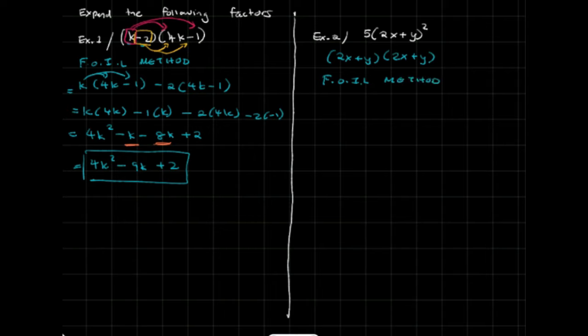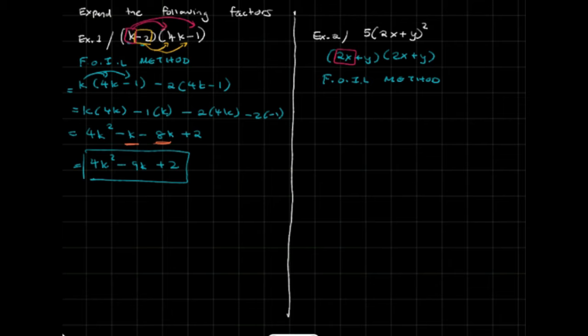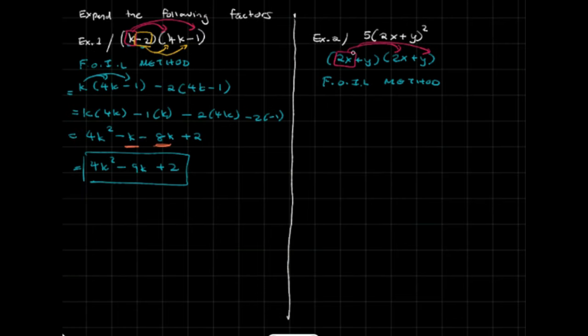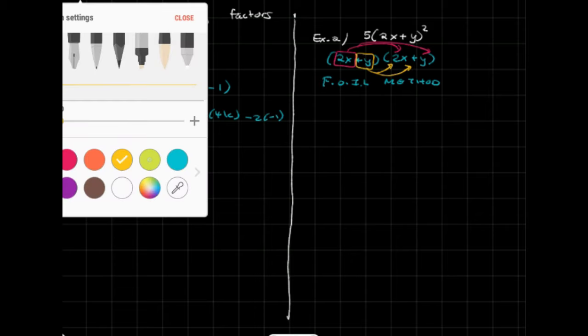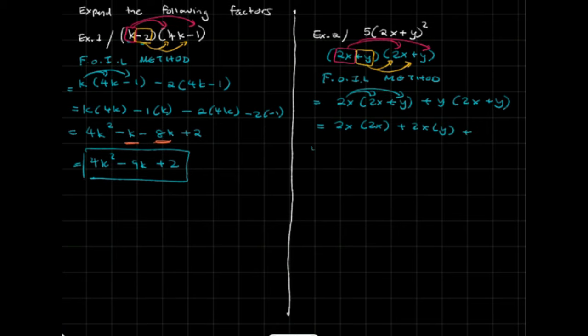So if we use the FOIL method, right, what we do is we take the first term on our left factor, let's take the 2x, and distribute it accordingly like we saw in the last question. And then we take our second term of our left factor and we distribute it accordingly, right? So in that sense, what you're going to get here is 2x times 2x plus y and plus y times 2x plus y. And then we expand it, so using the distributive property we get 2x times 2x plus 2x times y plus y times 2x plus y times y.